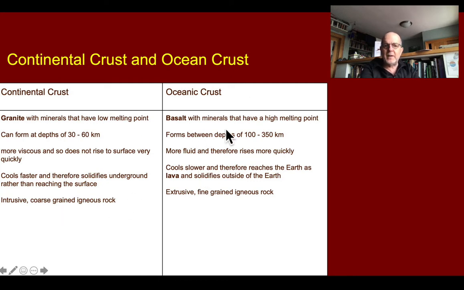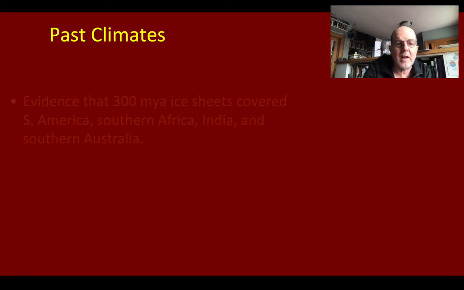Basalt, with minerals that have a high melting point, forms between depths of 100 and 350 kilometers, more fluid and therefore rises more quickly, cools slower and therefore reaches the earth as lava and solidifies outside of the earth. Extrusive, fine-grained, igneous rock. Past climates.